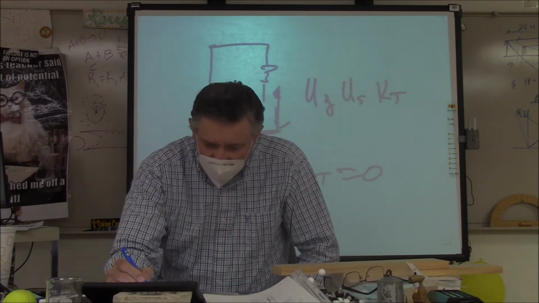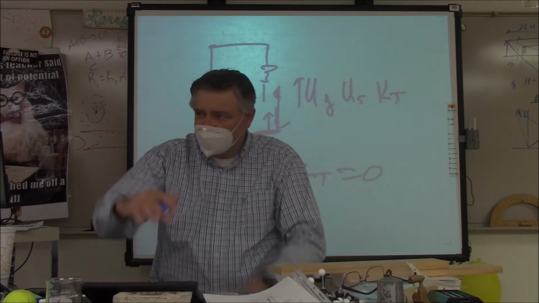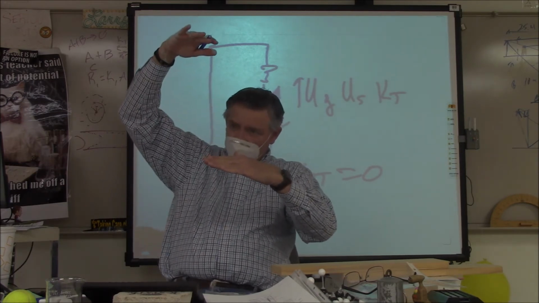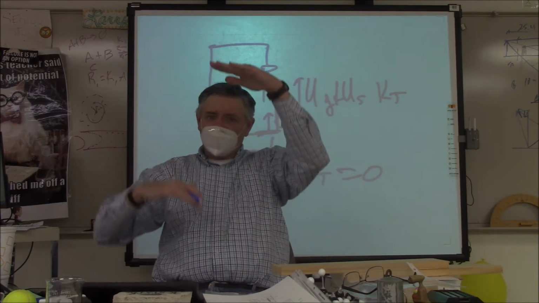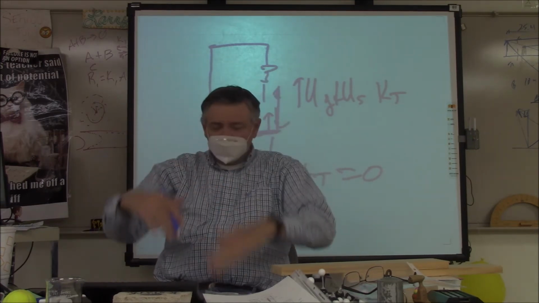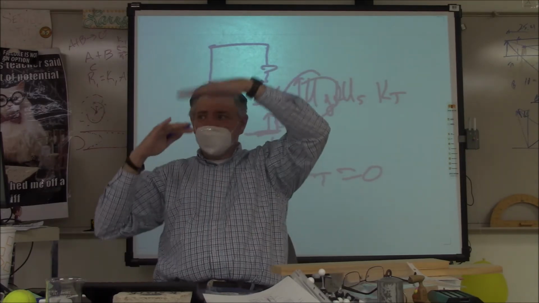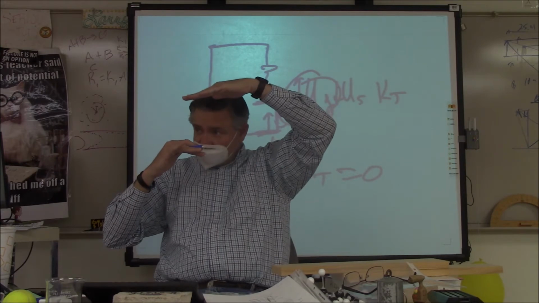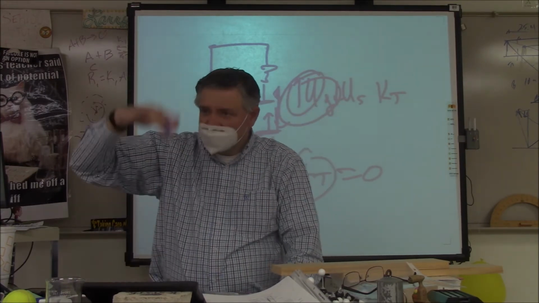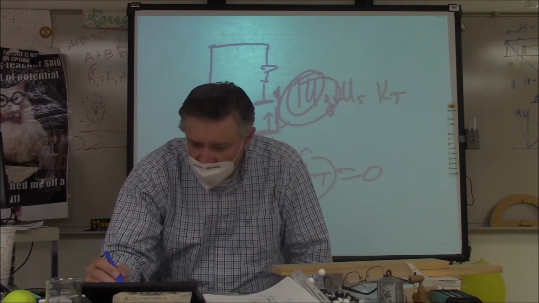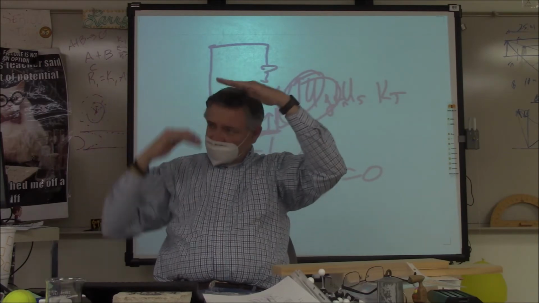Then, as it starts to go up, you're going to increase your UG because you're lifting this thing up. But you're decreasing your US because the spring isn't stretched as far. So when it hits the top, that's when you've built the maximum UG that you can build, because that's as high as it's going to go. So your UG is at maximum, your kinetic energy is back to zero, and you have a minimum amount of US.